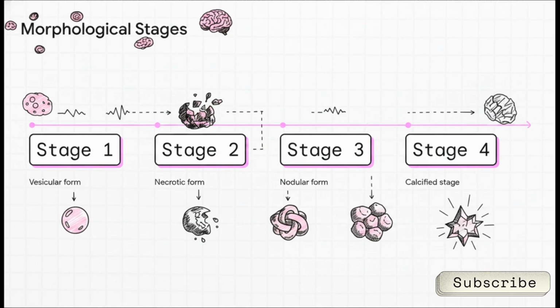Grab a pen and write down this memory trick right now. Very nasty neurological cysts, VNNC. That stands for vesicular, necrotic, nodular, and calcified. Examiners love to test you on this exact chronological order. Why? Because the clinical presentation changes drastically depending on whether that cyst is in the early vesicular stage or if it's in the late dead calcified stage.